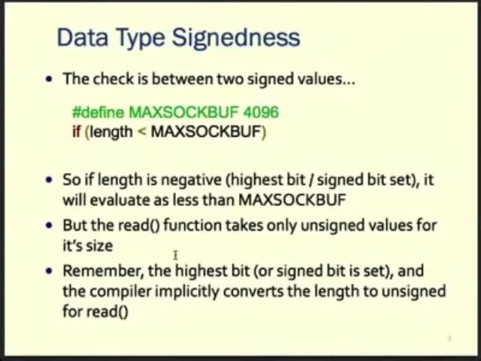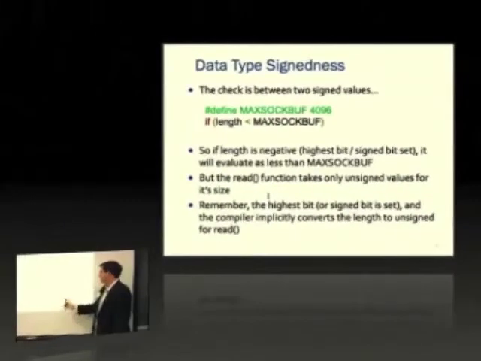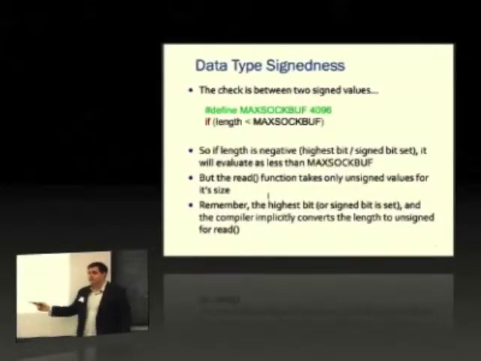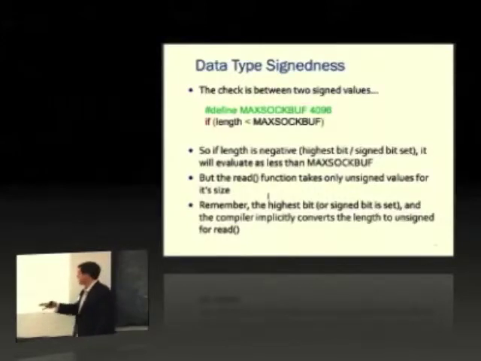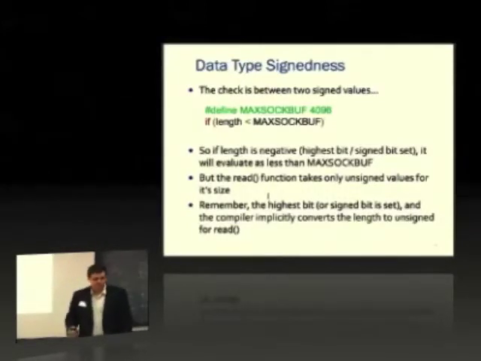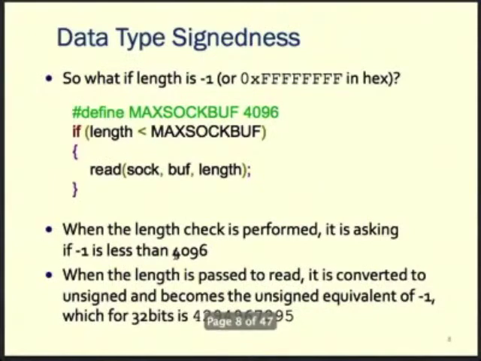So let's take a look at this. It's a check between two signed values, right? So if length is negative, highest bit is set, it will evaluate as less than max soc buff, because in this comparison, length is being seen as negative 1, and this is 4096. But remember, because the highest bit is set, when we pass this to a function that takes unsigned values, it's going to implicitly convert it to an unsigned value. So take a look at this example.